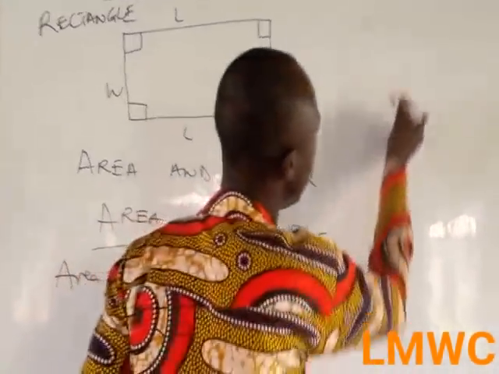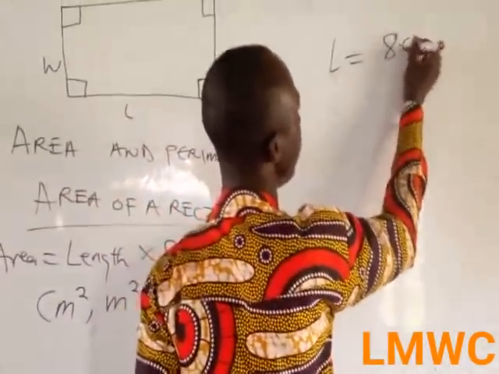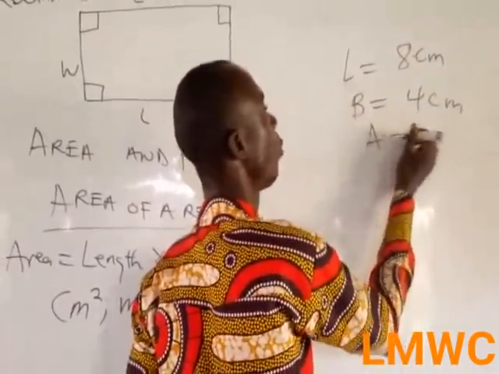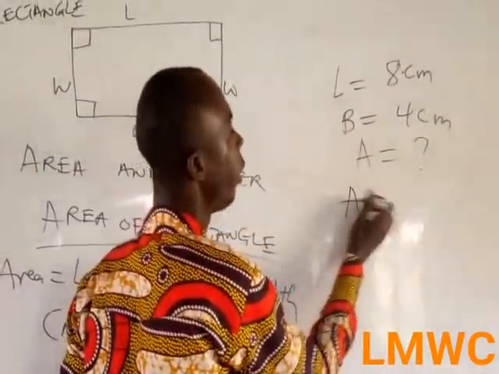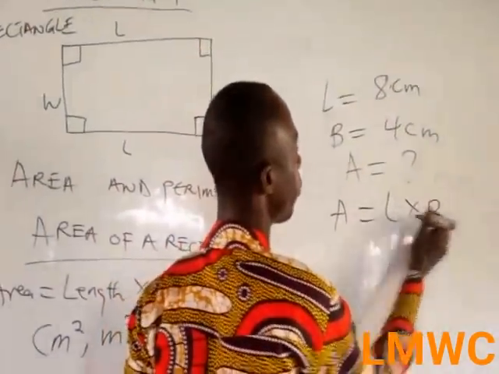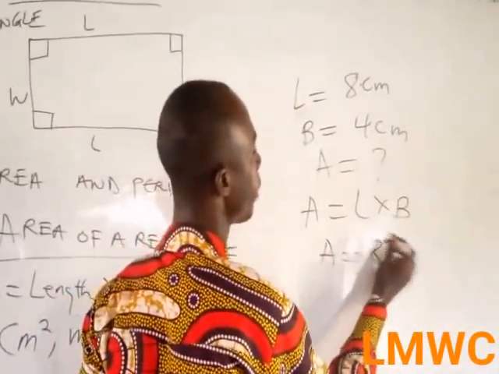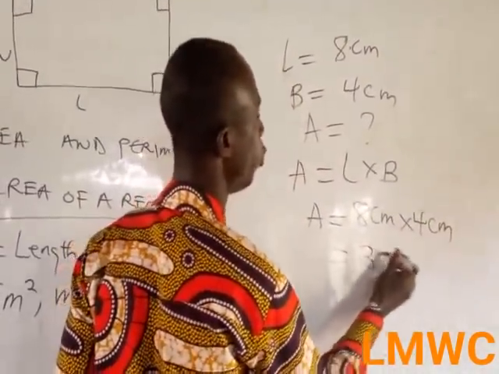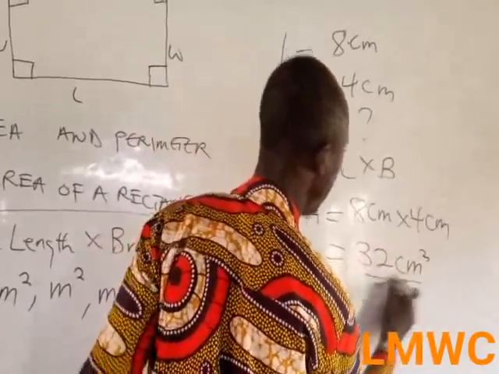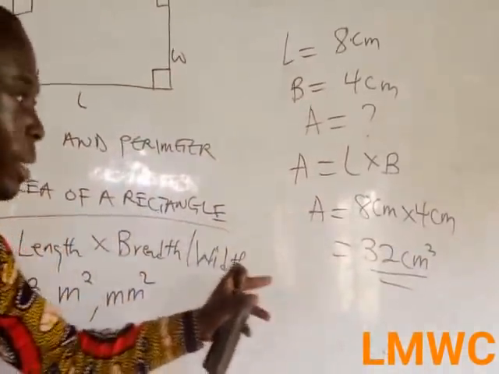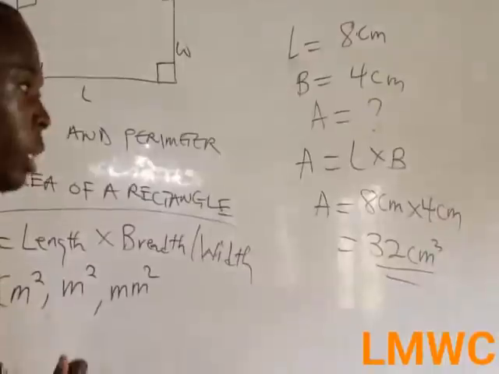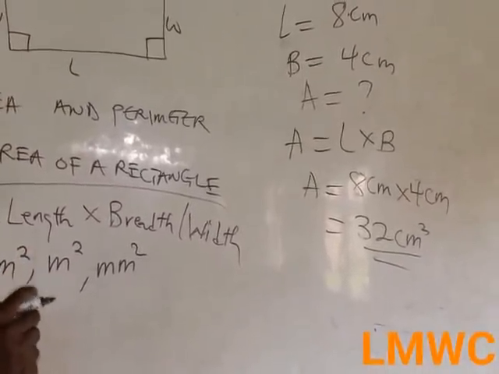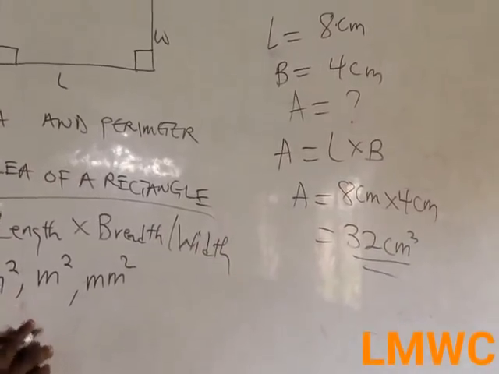So if I give you length as 8 centimeters and breadth as 4 centimeters, and you are asked to calculate for the area, we know area is equal to length times breadth. So area is equal to 8 centimeters times 4 centimeters. We have 32 centimeters squared. If you leave your answer in centimeters, it's wrong, because the unit for area is centimeters squared. Take note, the unit for area is centimeters squared.